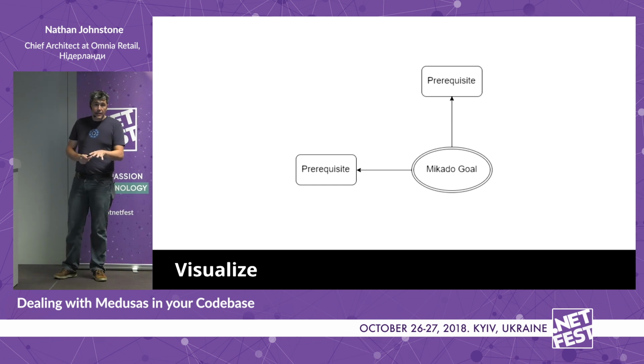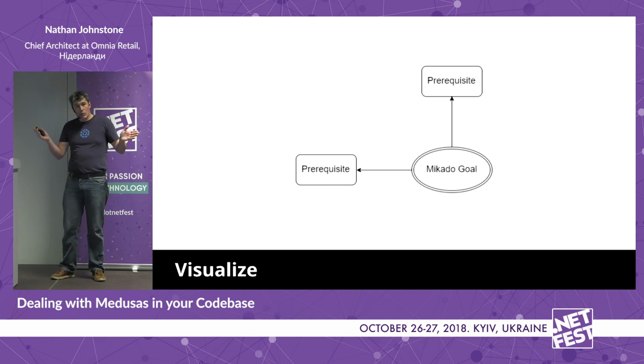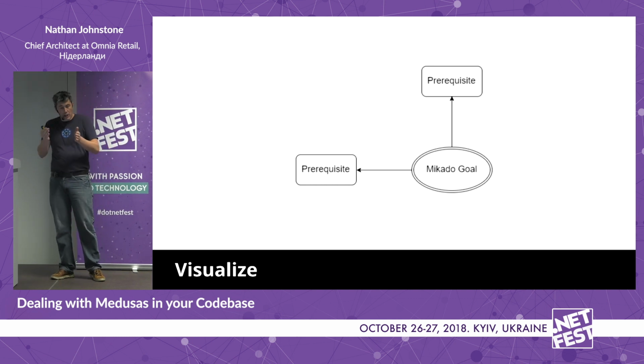So the Mikado graph is just a DAG, or a directed acyclic graph, which means that everything points away from the goal because that's the way you're generally approaching it. You've got your goal and you explore outwards. So you point outwards.